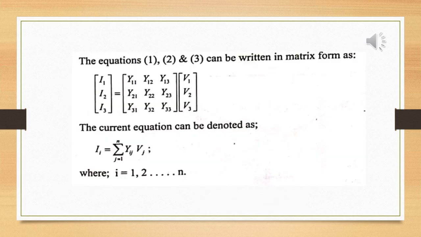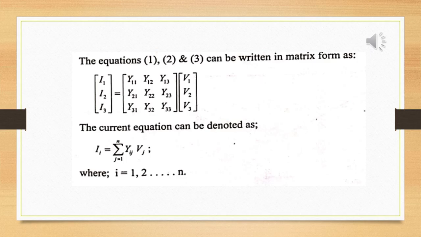So in this slide, what we are doing is summarizing it. Our 3 bus system can be written in the form of I1, I2, I3, that is the bus current matrix. I is equal to the Y bus matrix into the V bus matrix. Okay, I is equal to Y matrix into V matrix.